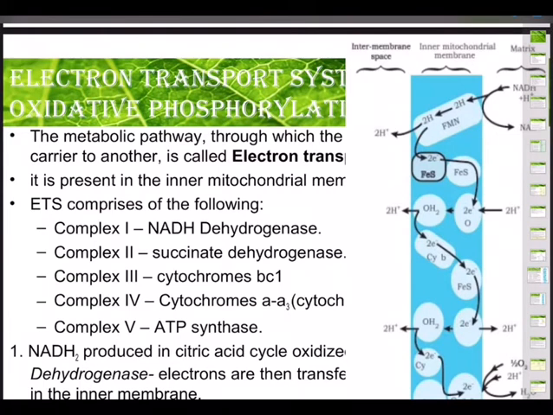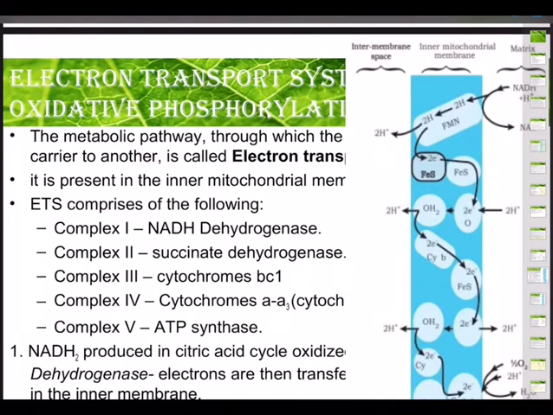So there are many proton and electron acceptors in this. These groups are arranged in a specific series, which is called ETC, electron transport chain, or electron transport system. It is present in the inner mitochondrial membrane. So the electron transport chain occurs in the inner mitochondrial complex.